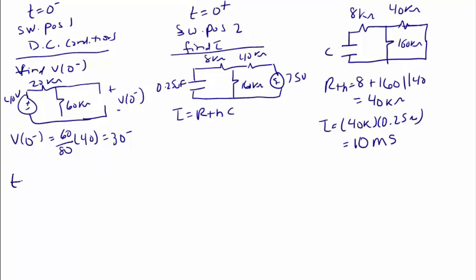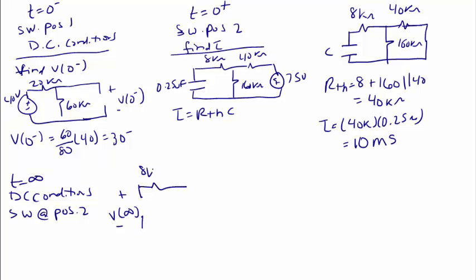At t equal infinity, the circuit is back under DC conditions, and the switch is still at position 2. So since we have DC conditions, the capacitor looks like an open circuit, and I'm looking for the voltage across it, which is V of infinity. And I have the 8 kilo ohm resistor, the 40 kilo ohm resistor, the 160 kilo ohm resistor, and the 75 volt source.